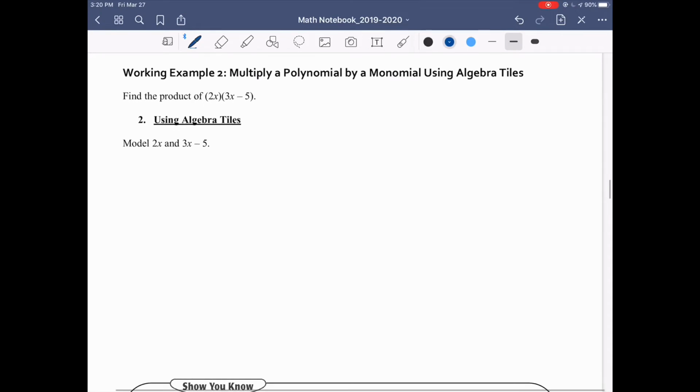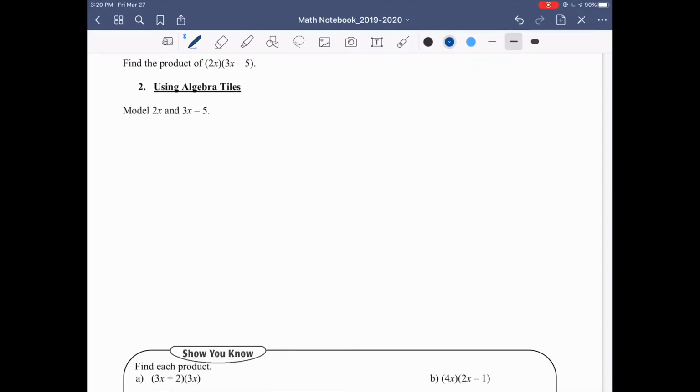Our second way of solving it is using what we're familiar with, which is algebra tiles. We are going to do a different problem, this time using algebra tiles. The question says to find the product of 2x and 3x minus 5. We're going to model the problem, and then model the answer. We're going to set up a multiplication table. You have a table.